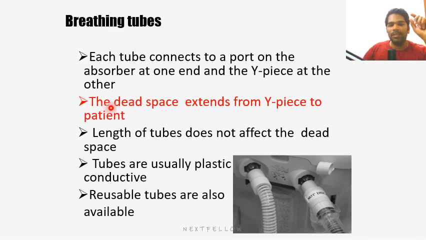So the inspiratory and expiratory tubing is corrugated, reusable, and made up of plastic. Okay. So the dead space extends from the eyepiece to the patient. Until the inspiratory tube, whatever length it is, there is no dead space. What is dead space? The air there which does not take part in the respiratory gas exchange. So the dead space is only from the eyepiece to the patient.